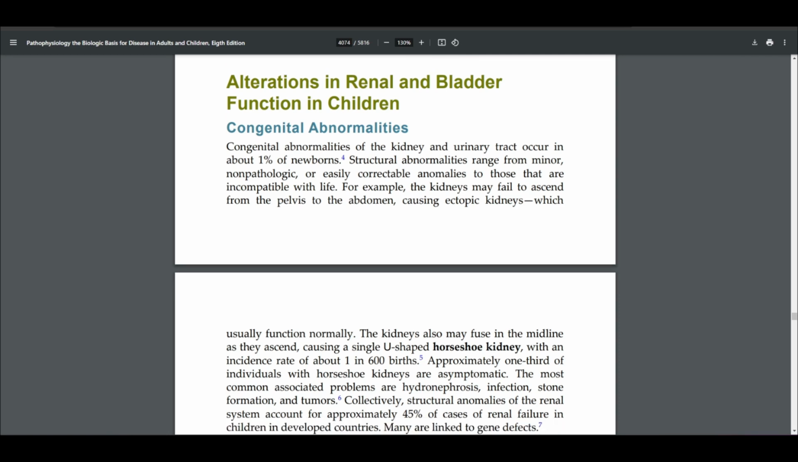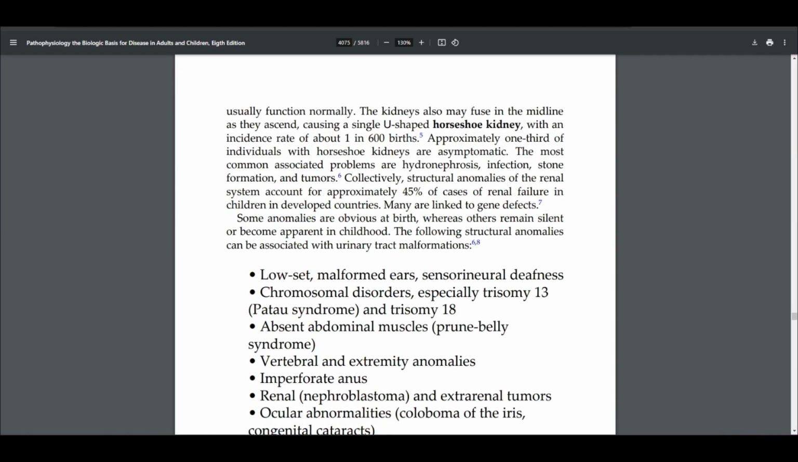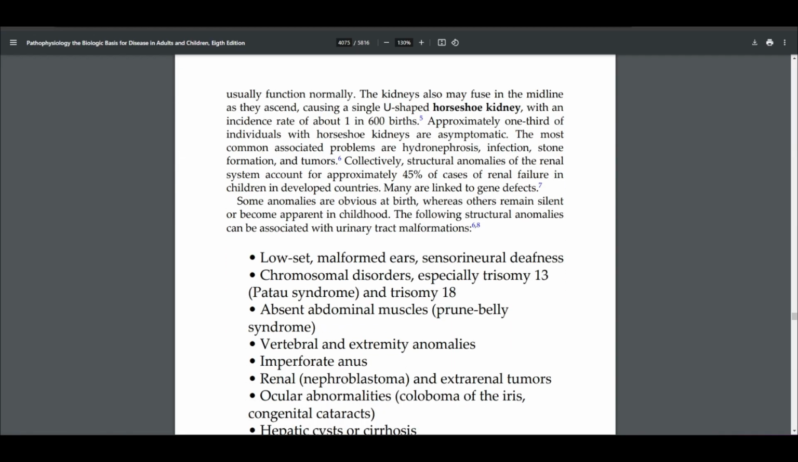Alterations in renal and bladder function in children. Congenital abnormalities. Congenital abnormalities of the kidney and urinary tract occur in about 1% of newborns. Structural abnormalities range from minor non-pathologic or easily correctable anomalies to those that are incompatible with life. For example, the kidneys may fail to ascend from the pelvis to the abdomen, causing ectopic kidneys, which usually function normally. The kidneys may also fuse in the midline as they ascend, causing a single U-shaped horseshoe kidney, with an incidence rate of about 1 in 600 births.